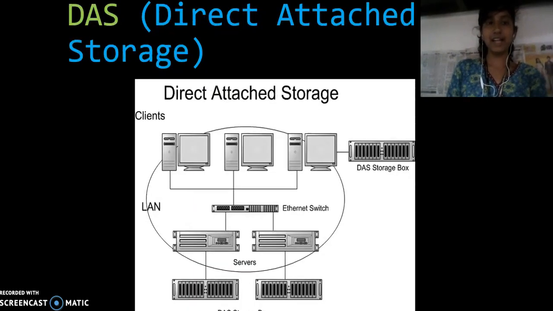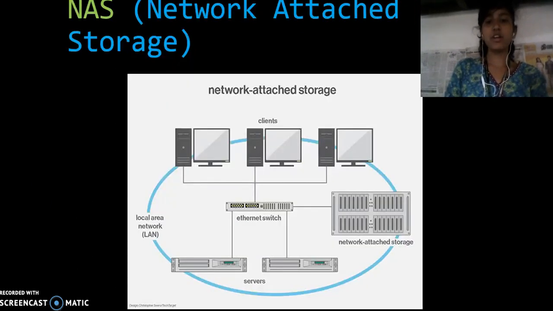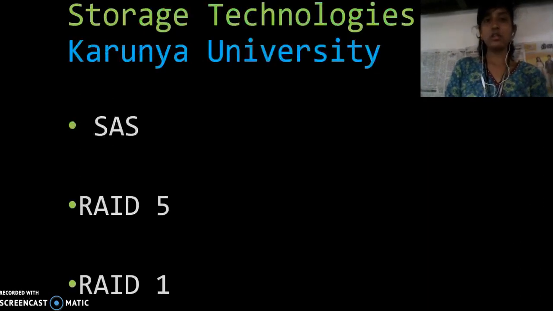Next is DAS. DAS is directly attached storage. Every single client is directly attached to the server. As you can see, the DAS storage box is provided here. The clients are directly connected to the DAS storage box rather than complicated attachments. Next is NAS. NAS is network attached storage. Every single client is connected to the server through a network. NAS is widely used.